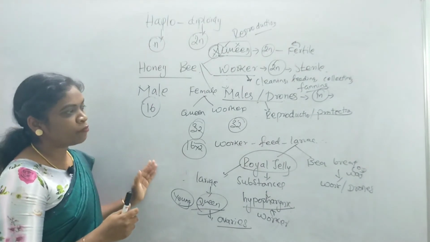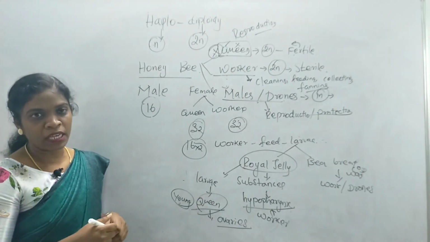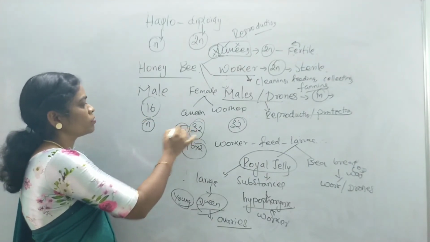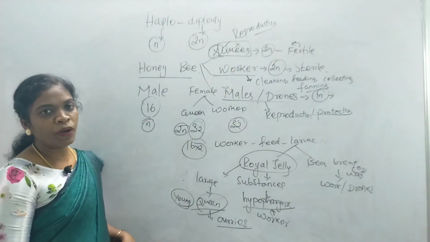This type of mechanism is known as the haplodiploidy mechanism, where one set of chromosomes is maintained and 2n chromosomes are also maintained in this group of insects.